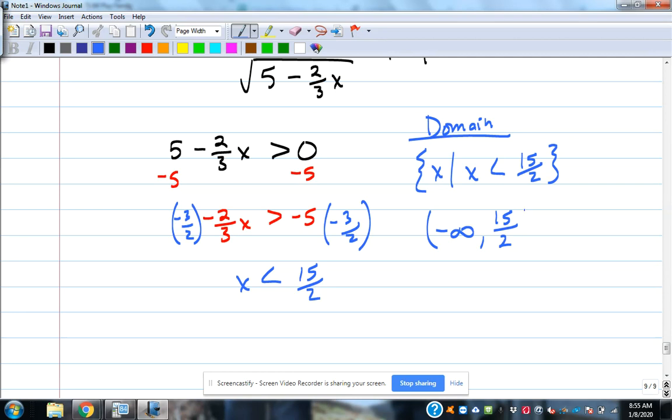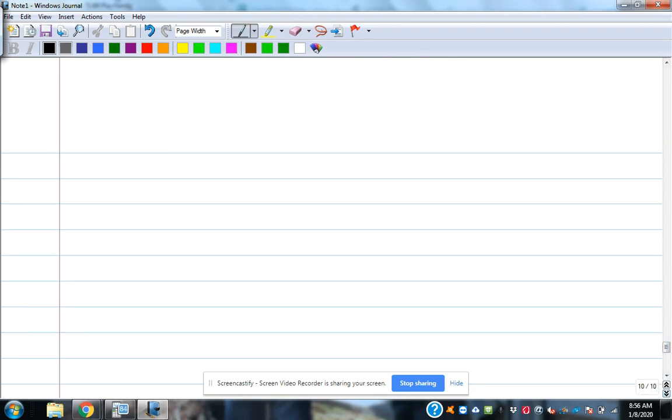Parentheses after the 15/2. That's right. Good job. There's our domain. So it looked really, really complex there, but it ended up turning out not to be too difficult. That's what I want you to understand: if it's getting really, really complex, you might be doing something wrong. This is not going to be just crazy hard stuff that you're setting up your equations or inequalities to solve. All right, one last thing before we finish for today is function operations.